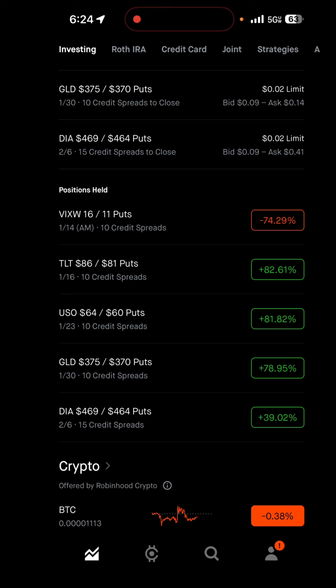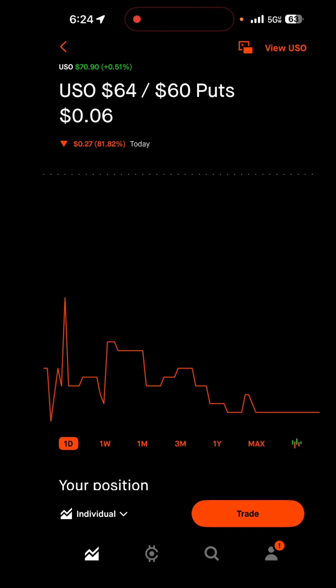You can see here we're up 81% on the trade, which is nice. The original price of oil was around 68 or 69 when we originally put the trade on. Now it's up to 70.90, so it has gone up about $1. And you can see that that has benefited our position here. We have now a price at mid price of 6 cents.